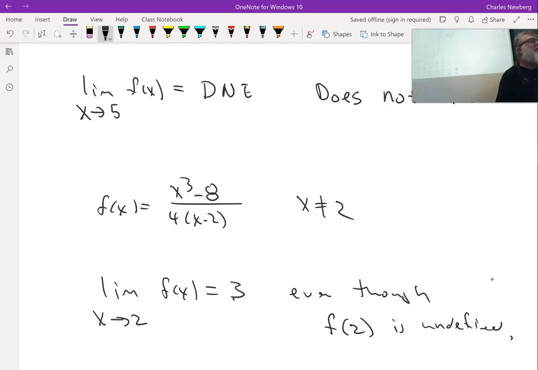I'll just turn these off. Okay. g of x equals a fraction, and our numerator is going to be 2x squared minus 6x plus 4. And then our denominator is going to be the absolute value.